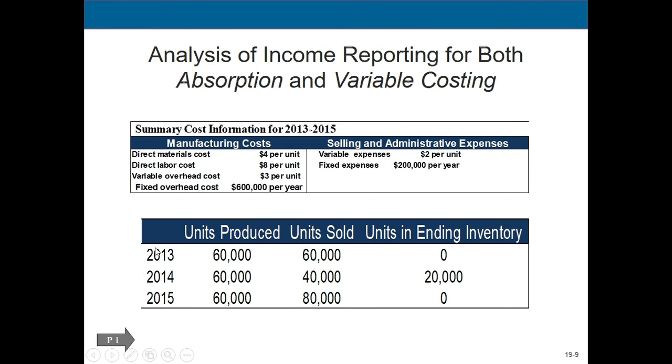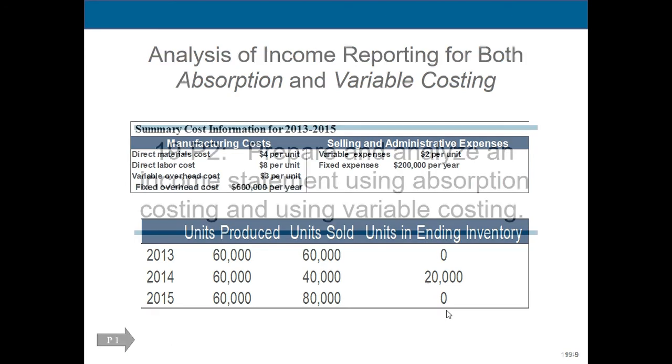In 2013, we're saying that we produced 60,000 units and we sold all 60,000 units. Therefore, there was nothing in ending inventory. That's understandable. In 2014, we produced another 60,000 units, but we only sold 40,000 units, and that left us 20,000 in our ending inventory. In 2015, we produced another 60,000 units and we sold all 80,000 units in inventory. Where did that come from? The 20,000 that we started with plus the 60,000 that we produced gave us 80,000 available for sale, and once we sold them, we had nothing left in our ending inventory.